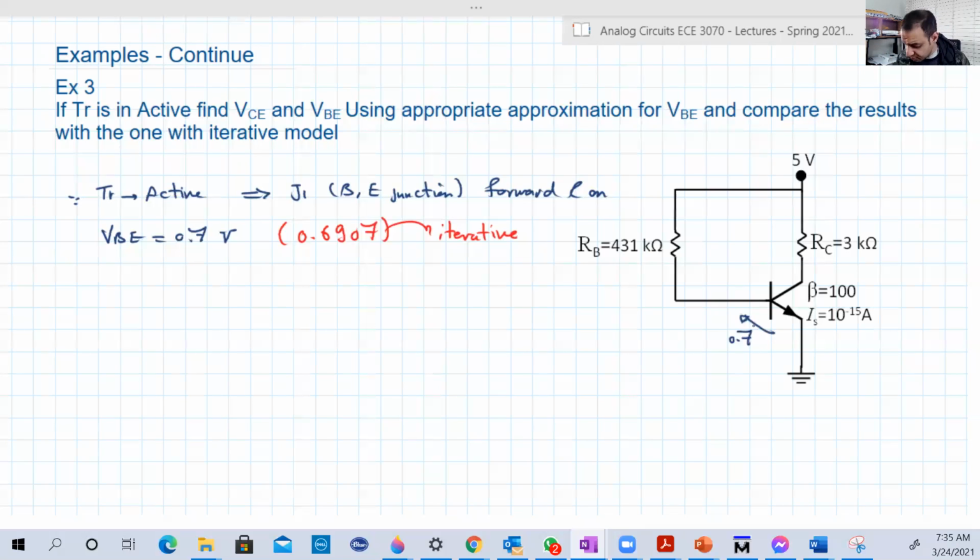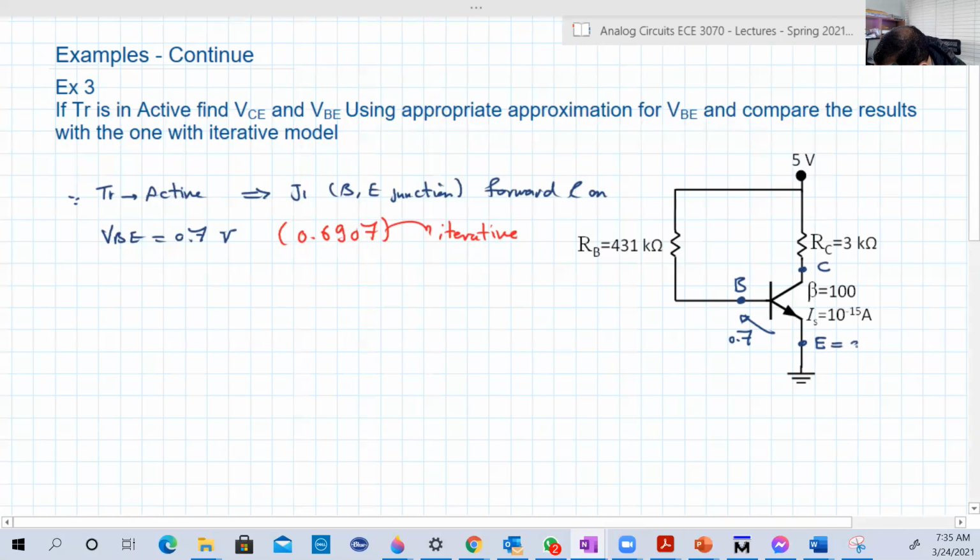In our circuits, we deal with devices by using their terminals. The transistor has 3 terminals. This terminal here is the base, this is the collector, and this is the emitter. The emitter voltage is basically 0, since it's connected to the ground, which is really nice. Now, VBE, the voltage between the base and the emitter, is 0.7. That means VB minus VE is 0.7. Since VE is 0, VB is 0.7. The point here is 0.7.